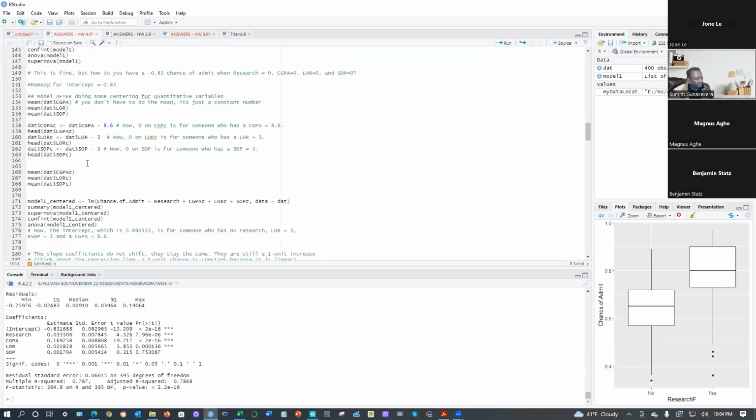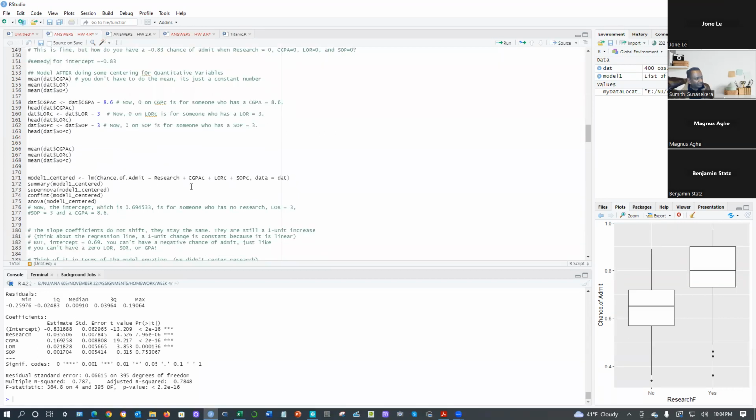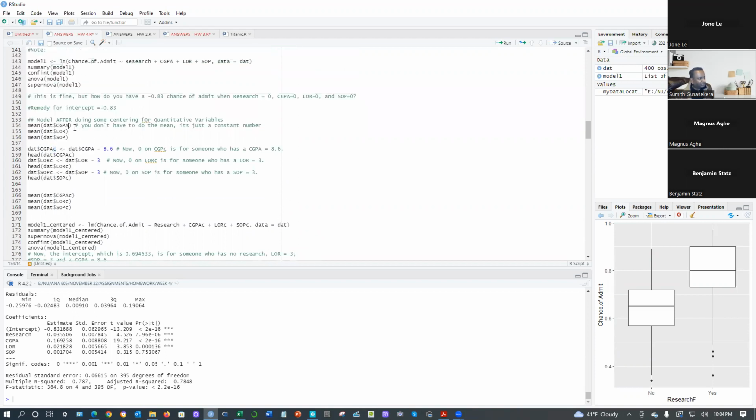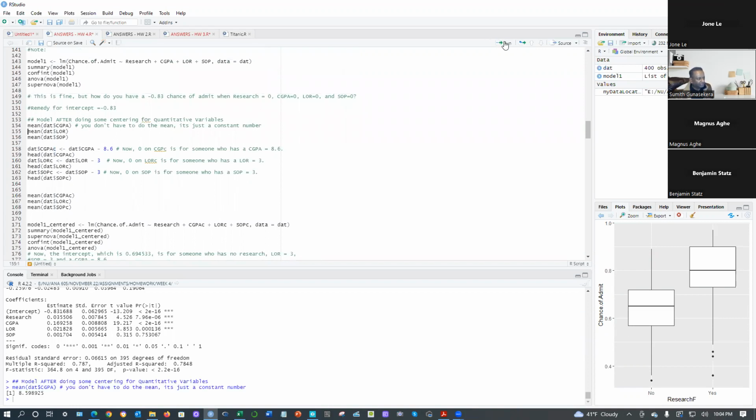Most probably we can get this done using the mean. But here I tried another way. If you subtract this one, I'm going to call this one CGPA centered. This C is for centered. I subtracted 8.6. Why did I subtract 8.6? Let me see. What is the mean? 8.5. Can I subtract 8.6? Yes, assuming that.